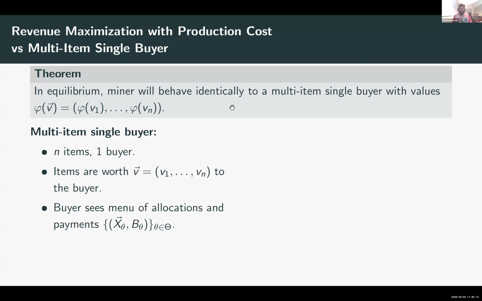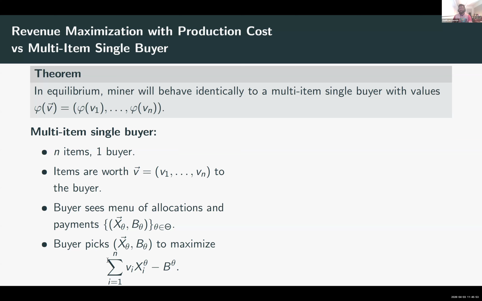So as a buyer, what do you see when you go into a grocery store? You're going to see a menu of allocations, right? You're going to say, okay, if you want to buy item 1 with probability half and item 2 with probability 3/4, this is the payment that the store is going to charge you. If you want to buy item 1 with probability 1 and item 2 with probability 1, this is going to be the payment that the store is going to charge you. So the buyer's decision problem can be written down as a menu of allocations and payments. If you want to buy items according to the allocation probability x theta, you have to pay b theta. And given this, the buyer picks x theta comma b theta so as to maximize its total utility.